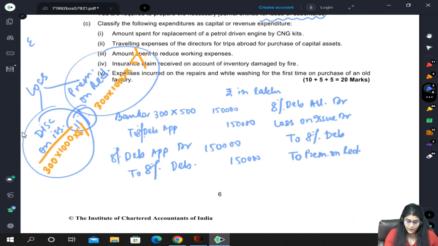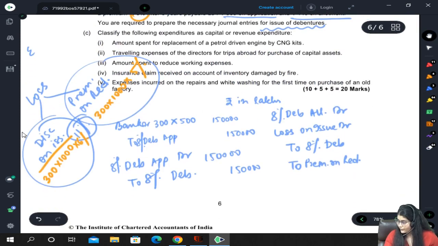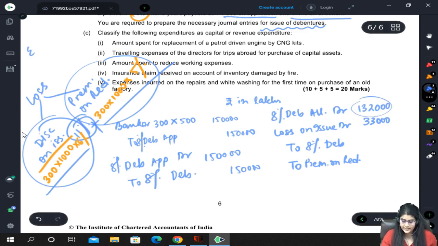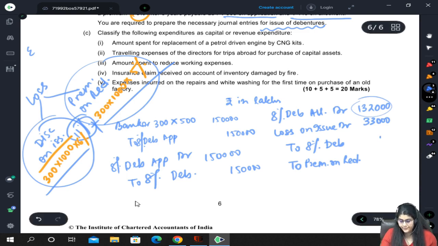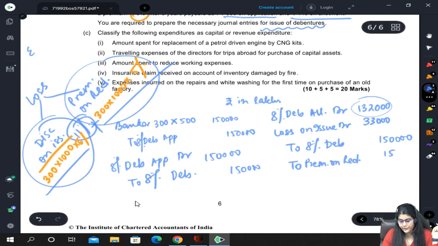So allotment is 440 per debenture. So 440 into 300 is 1,32,000. Loss on issue will be this plus this. Basically 11% of 300 into 1000, that is 33,000. 8% debentures will include this as well as the discount component, which is basically 1,50,000. And premium on redemption is 5% of 300 into 1000, which is 15,000.